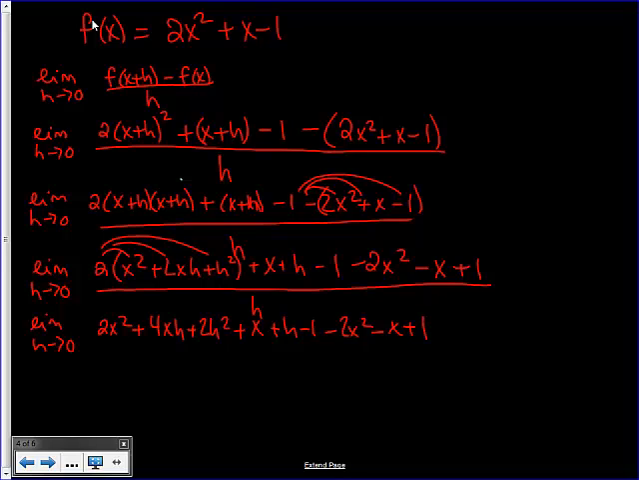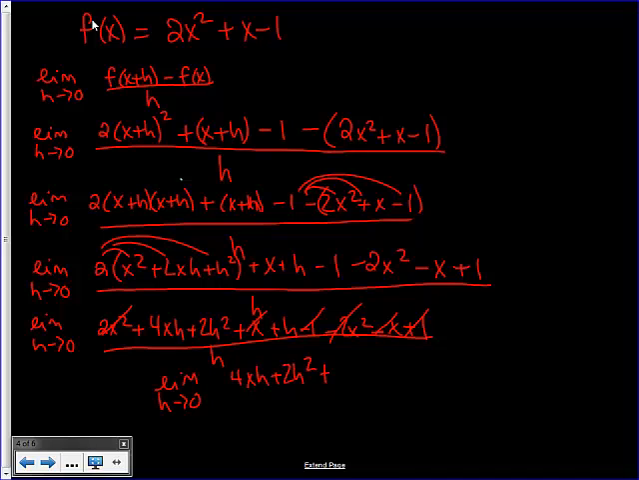Okay, let's look at what cancels. Everything is still divided by h. So let's look at what cancels on top. Well, my 2x squareds cancel. I've got one positive and one negative. My x's cancel and my 1's cancel. Okay, so now I have the limit as h goes to 0 of 4xh plus 2h squared plus h, all divided by h.